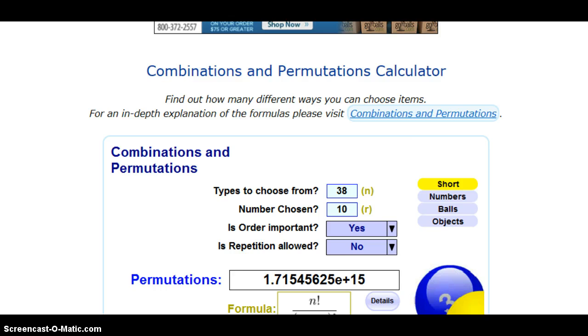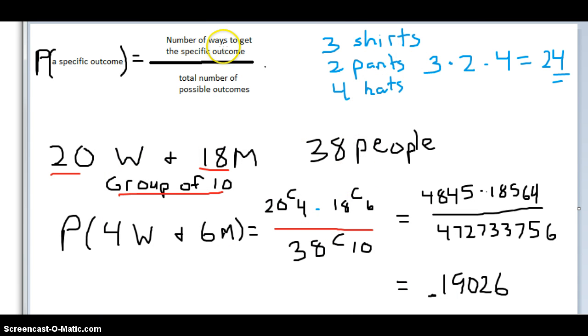But yeah, to really hit this home, let's say this problem changed and instead of 4 women, 6 men, let's say it was, just going to make something up, 3 women. Well, that would mean we had 7 men then to make a group of 10. So the only thing that's going to change here is on top: out of the 20 women, we are choosing 3 this time. How many ways can we do that? Then out of the 18 men, we're choosing 7 this time.